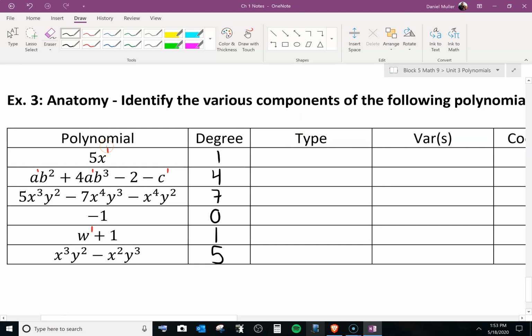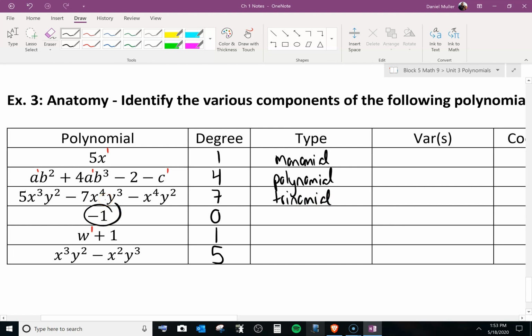Just remember too that terms are separated by plus and minus signs. So there's no plus or minus signs. This is just 1 term, so we say it's a monomial. This has 1, 2, 3, 4. So it has 4. We don't have a name for that. We just say polynomial. And then this has 1, 2, 3 terms. Three things that are separated by pluses or minus. So that's trinomial.